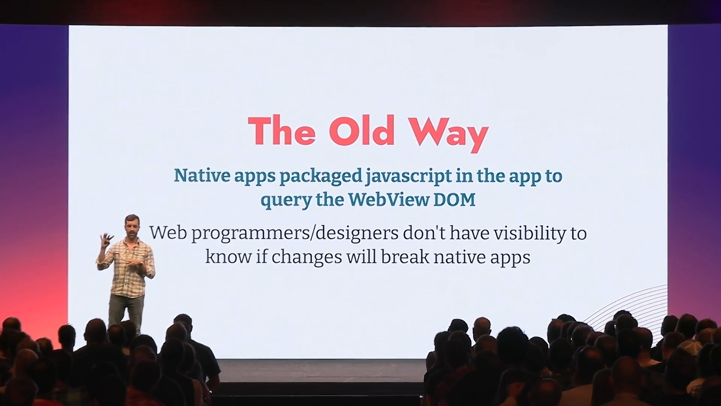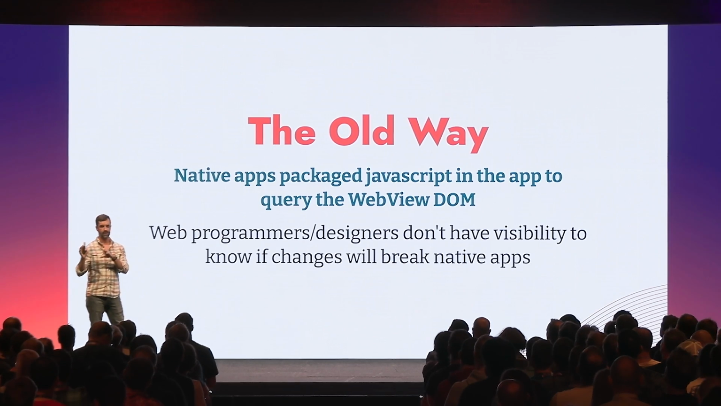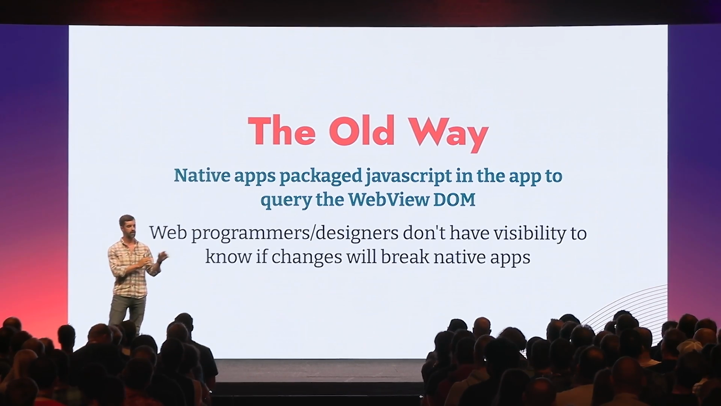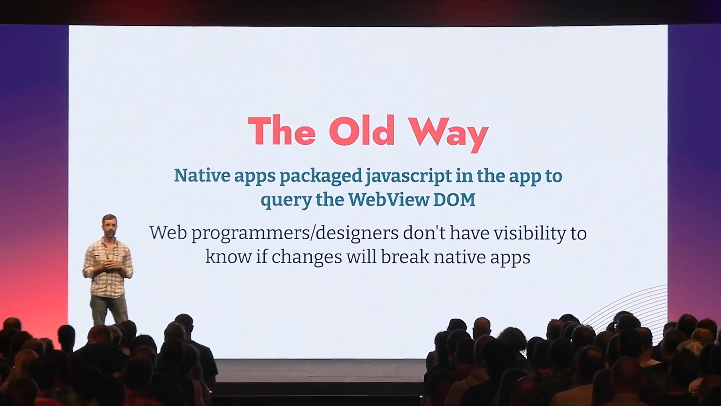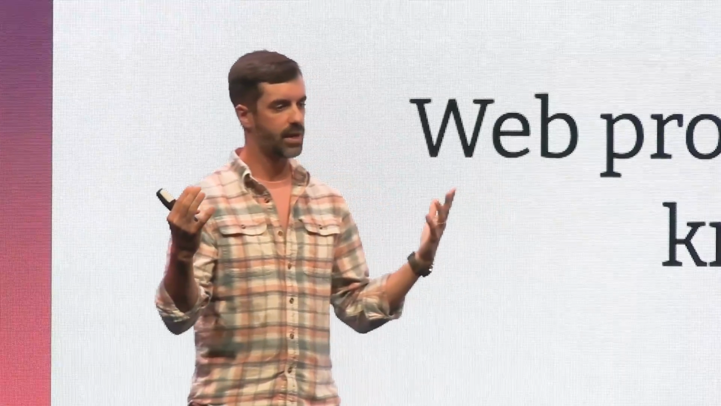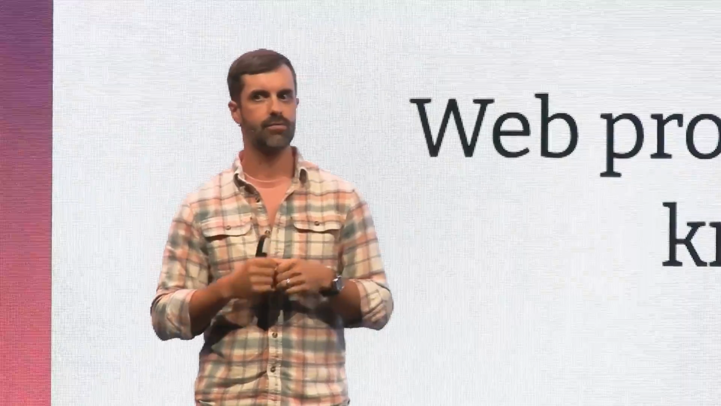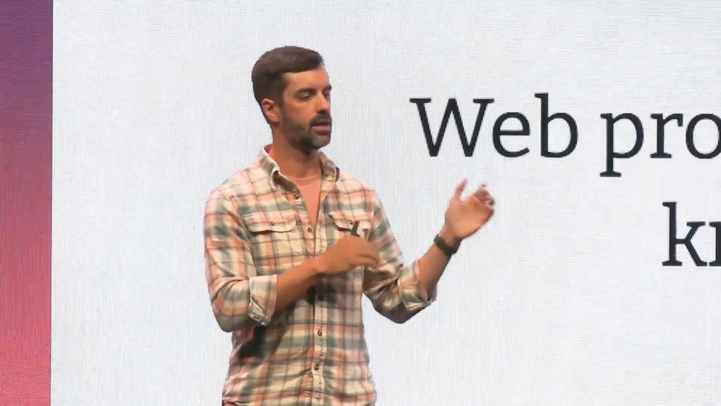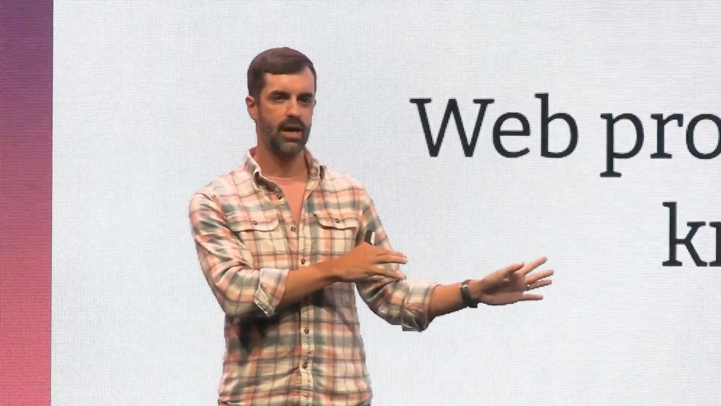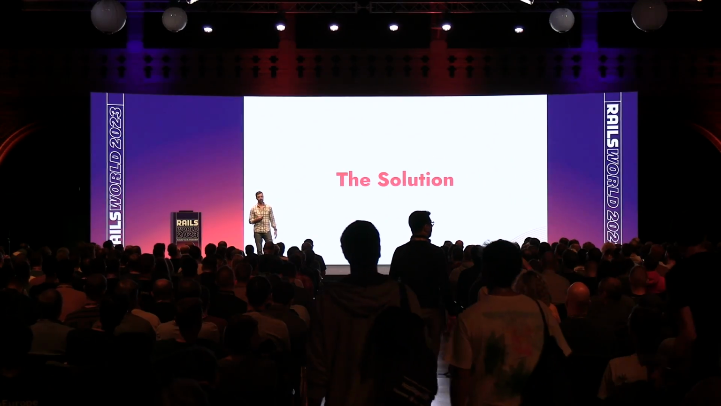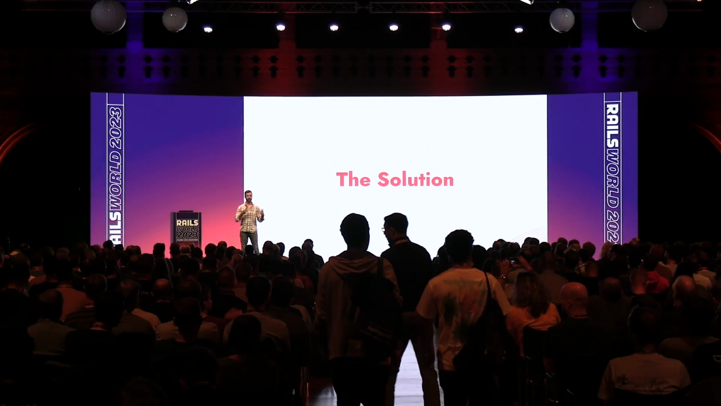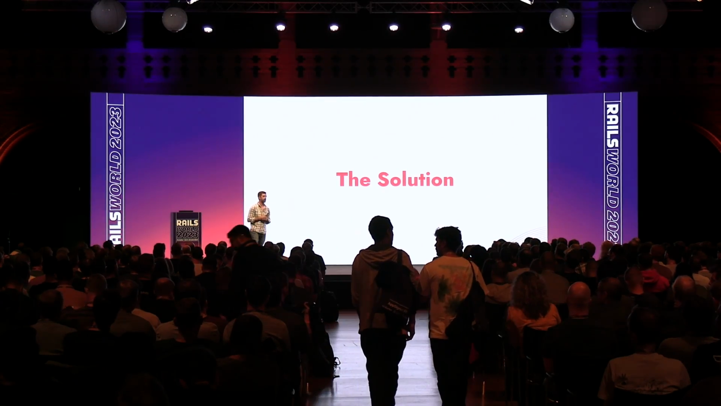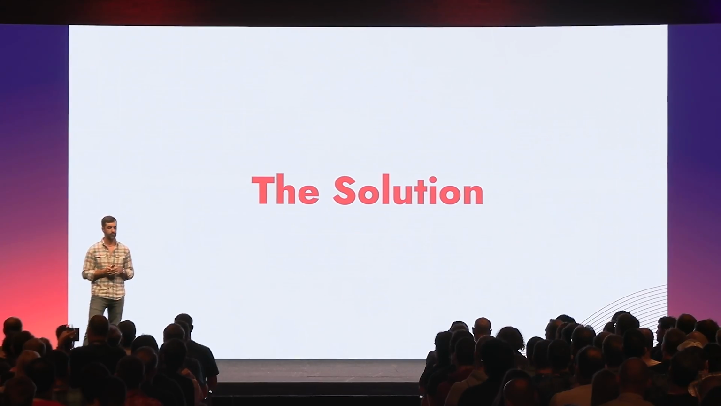Also, at 37signals, we have a web team. We've got web programmers and designers, and then we have our mobile team. We've got mobile programmers and designers. And we work independently. We do work together, but we also work independently. And it was really difficult for web designers and programmers to know when changes to the web app would negatively impact the native apps. So we knew we needed a solution to this long term. We had an approach in Basecamp for a long time that we knew kind of worked, but it wasn't great. And so we set out to create an approach, a framework that could solve these problems for us.